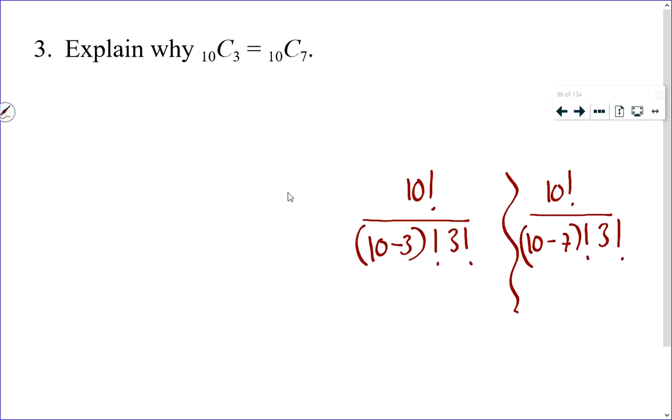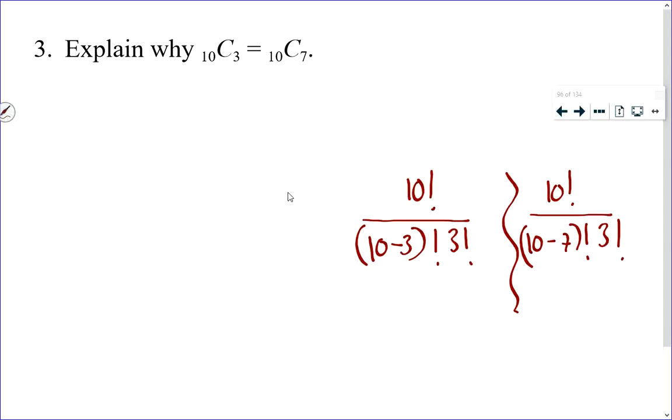Craig: Picking 3 people is the same as picking 7 people to exclude. Exactly right. If I say everybody in this row, these 7 people, and everybody in this row, these other 3 people, they're the 10 people, and I'm going to choose 3 of you to go for ice cream. Okay? And I choose these 3 guys.